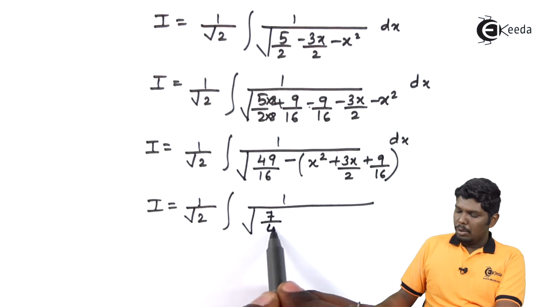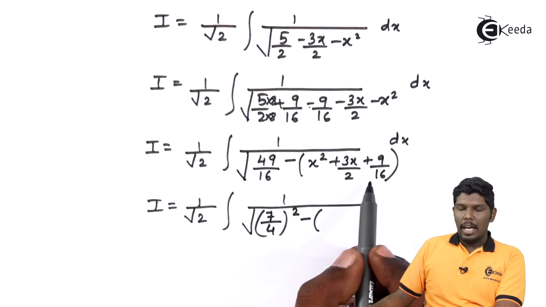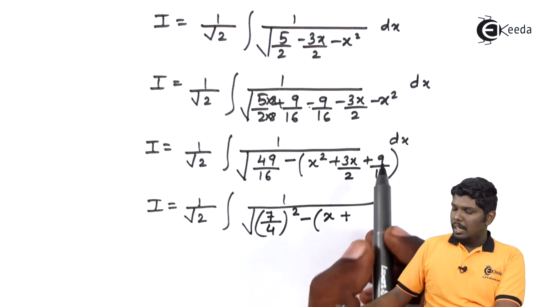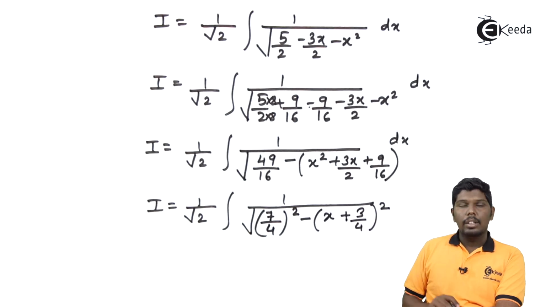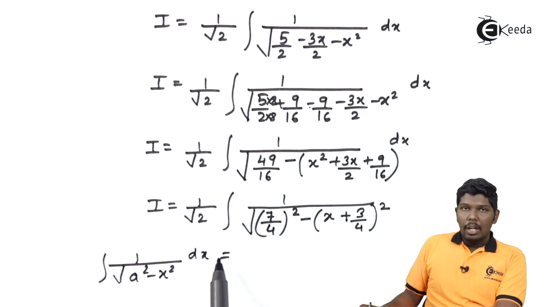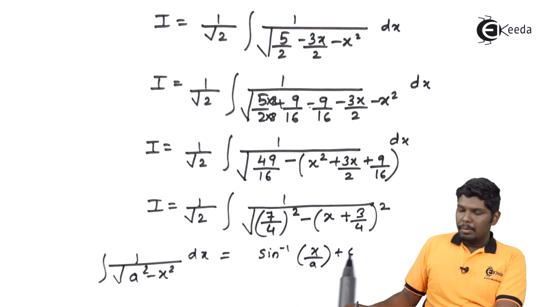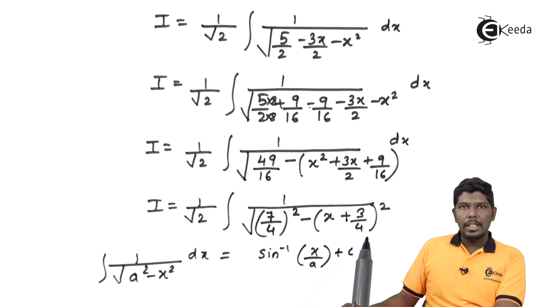I is equal to 1 upon root 2 integral 1 upon under root 49 upon 16 can be written as 7 upon 4 the whole square. While here we can reduce these terms as square root of x square is x, sign of second term is plus, and square root of 9 by 16 is 3 by 4 the whole square. Now I can compare this given integral with the standard formula integral 1 upon under root a square minus x square dx, which is equal to sine inverse x by a plus c, where the value of a is 7 by 4 and the value of x will be x plus 3 by 4.